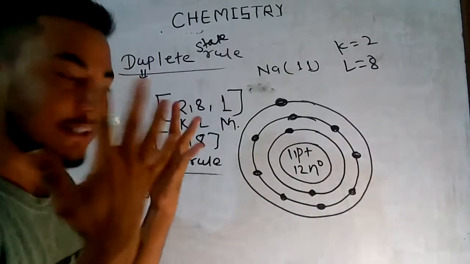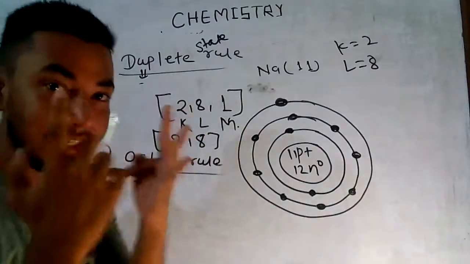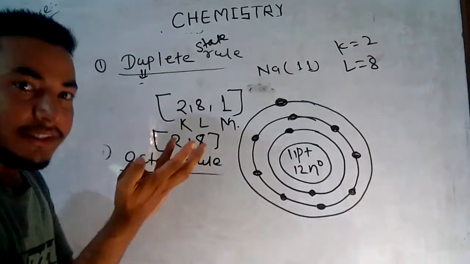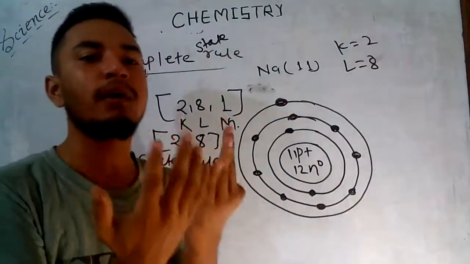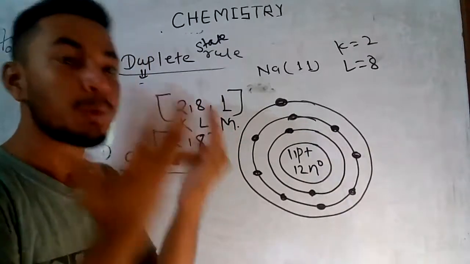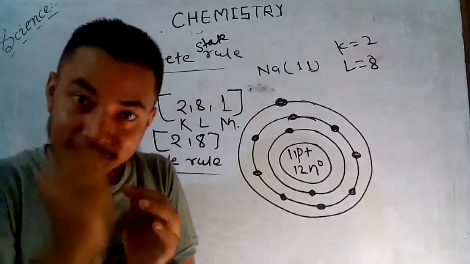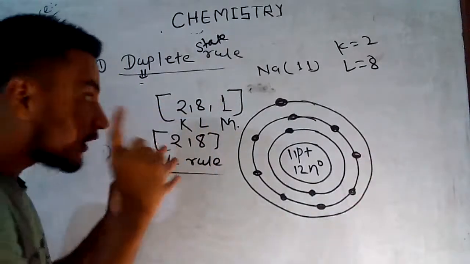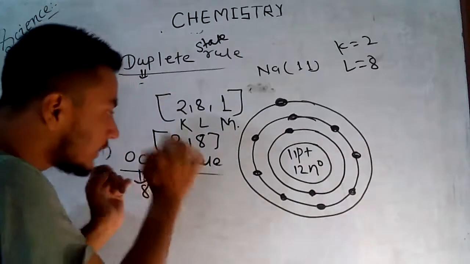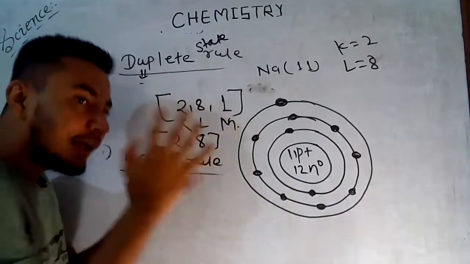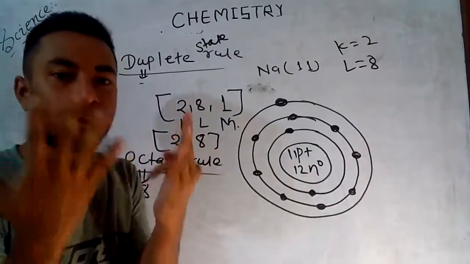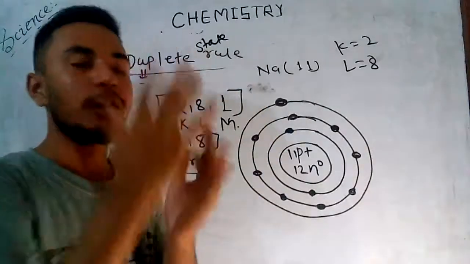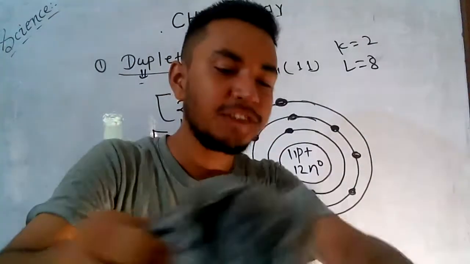So according to octet rules, if sodium loses 1 electron from its outermost cell, then it will easily get an octet of 8 electrons in its last cell. Every atom wants to gain stability, like humans also want to gain stability. So if sodium loses 1 electron, it has the electronic configuration 2, 8. According to octet rules, if an atom possesses 8 electrons in its last cell, it is in its most stable form. So the valency of sodium is 1.